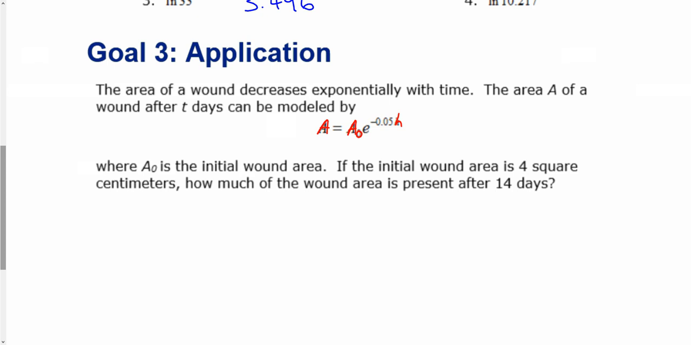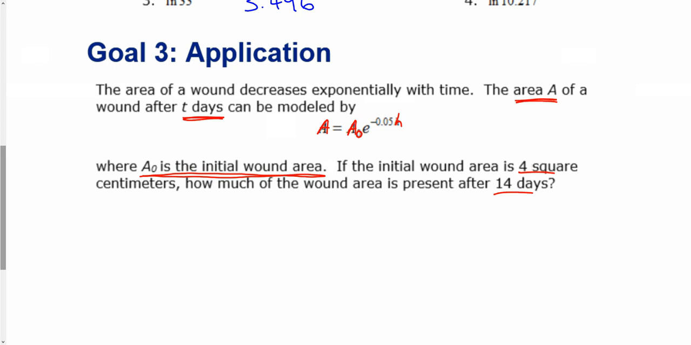So I'm not even reading the problem. I don't even know what it's about, but I told you, if it has 3 letters, they're going to give you 2 numbers. It's always done like that. So here's my 2 numbers. Now I just have to figure out what those 2 numbers represent. The nice thing is that all of this stuff is broken down. They tell you what every letter means. A represents the area of a wound. T represents how many days have passed. And then A, this is called A sub 0, some people call it A naught, is the initial wound area.